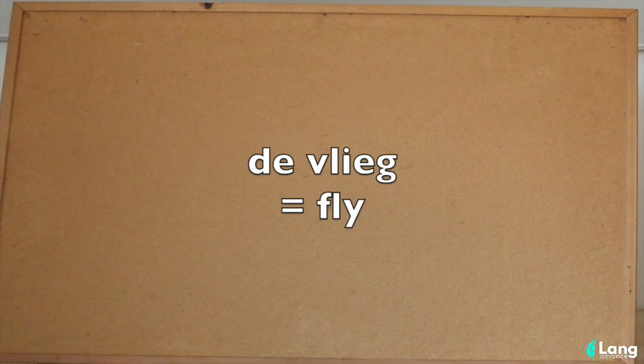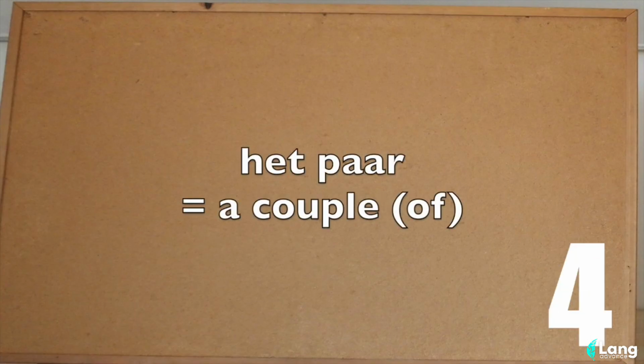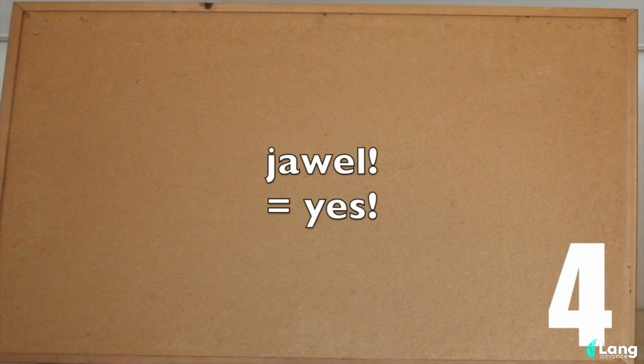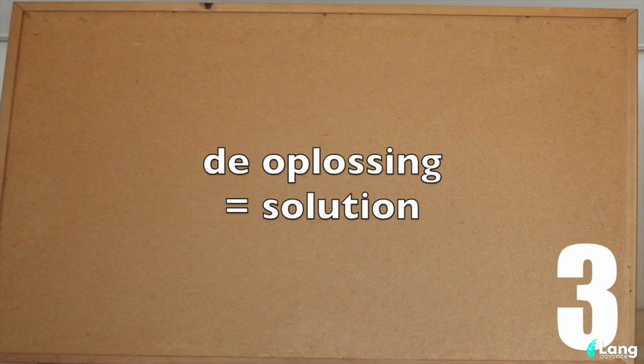De vlieg is a fly. Kopen is to buy. Het paar is a couple. Jawel is yes, but a little bit stronger than yes. That's why there's an exclamation mark. And de oplossing, that's solution.